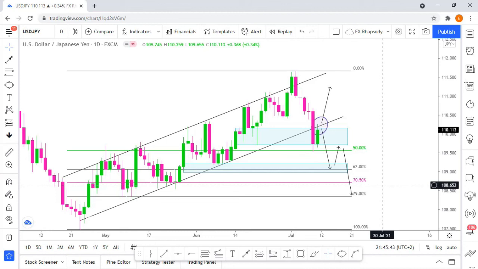Watch those videos, get to know the price action. It's the best way to trade, guys. I mean, you're not going to trade better with any other tools or whatever you use.